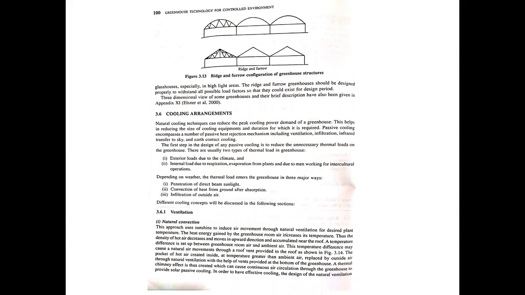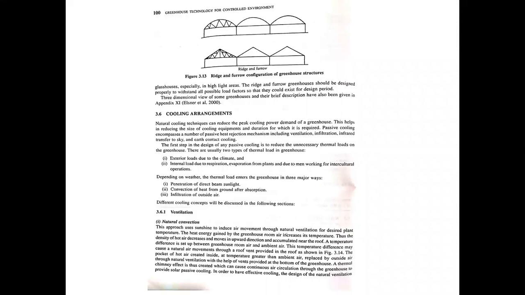Passive cooling encompasses a number of passive heat rejection mechanisms including ventilation, infiltration, infrared transfer to sky, and earth contact cooling. The first step in the design of any passive cooling is to reduce the unnecessary thermal loads on the greenhouse. There are usually two types of thermal load in a greenhouse: exterior loads due to the climate and internal loads due to the respiration, evaporation from plants, and due to manual working for intercultural operations.